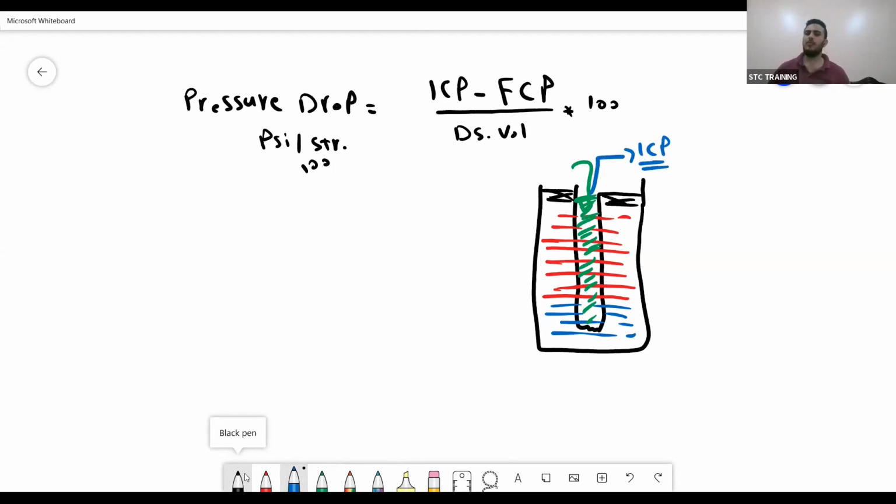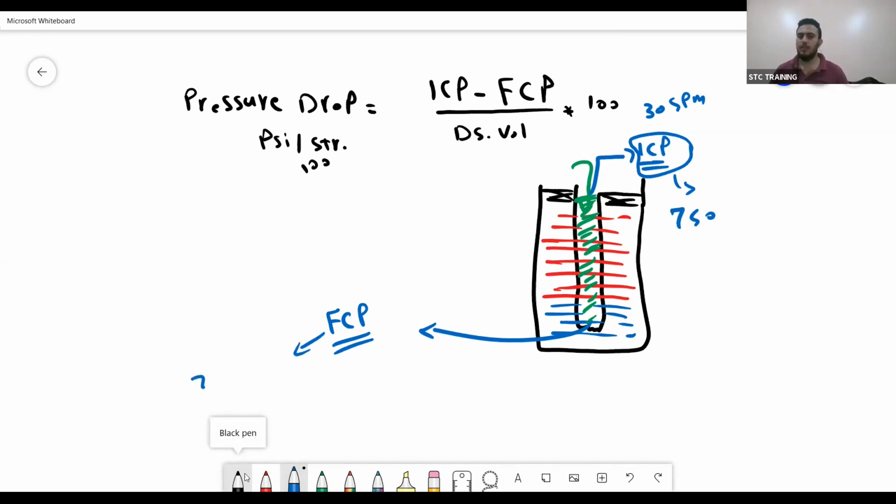Once we reach kill rate after starting pumping slowly, while increasing pressure, for example at 30 SPM, we find the ICP value on the drill pipe gauge. Once we have pumped the whole drill string volume with kill mud, we find the FCP value on the drill pipe gauge. Say ICP about 750 and FCP about 350. So pressure is decreasing according to the kill mud. Once you start pumping kill mud, your drill pipe gauge reading will decrease as the difference between the formation pressure and the hydrostatic decreases.